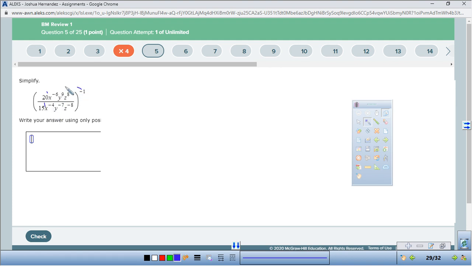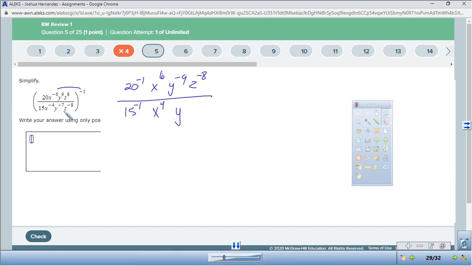So what you want to do is you just basically multiply the exponents, okay? Multiply this one times that one, times that one, times that one, and times that one. That's it. When it's a power raised to a power, you multiply the power. So we're going to have 20 to the -1, x to the -6 times the -1, it gives me a +6, y to the -9, z to the -8, all over 15 to the -1, x to the +4, y to the -7, z to the -8.